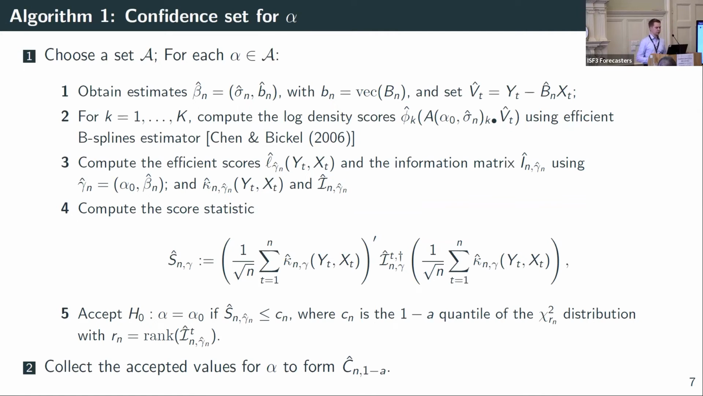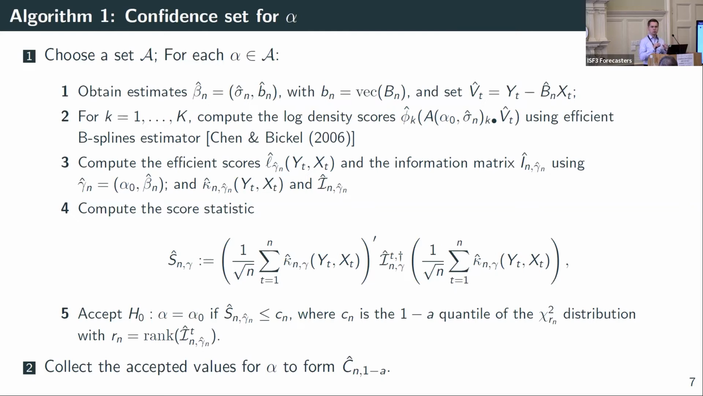The procedure goes as follows. You start by estimating the reduced form parameters, beta hat, and then you recover residuals from the model. Then based on the residuals and a hypothesis on alpha, which is alpha 0, you can recover your estimate of the structural shocks, and you can use this to compute the log density scores of the model. We avoid making a parametric assumption such as a specific non-Gaussian density. Instead, we use a B-spline approximation, a non-parametric approximation directly of these log density scores. So we have log density scores evaluated at these estimated structural shocks.